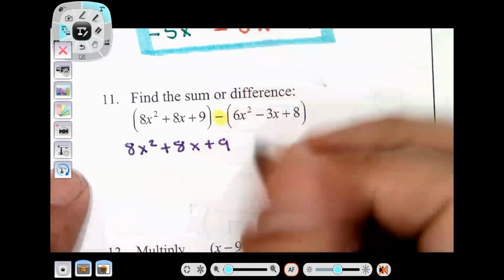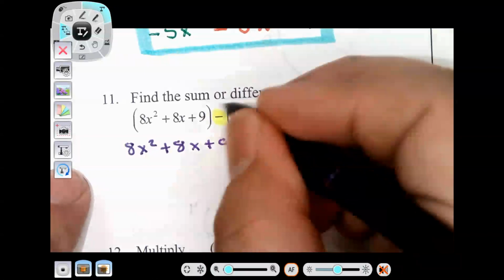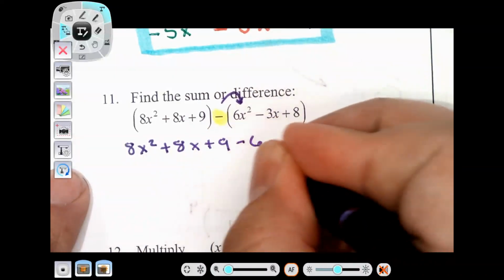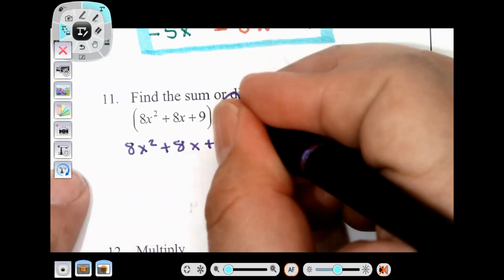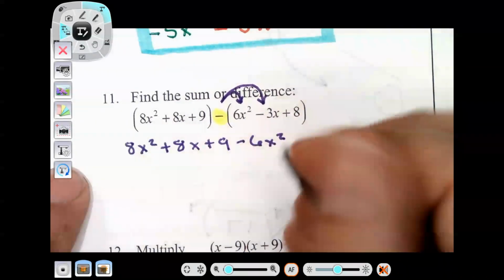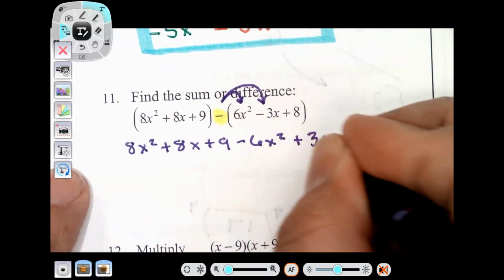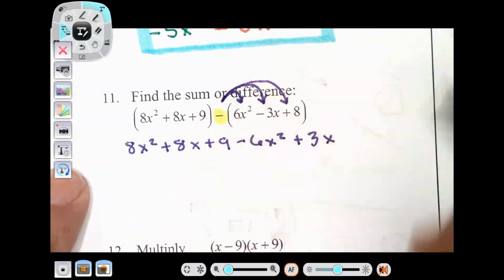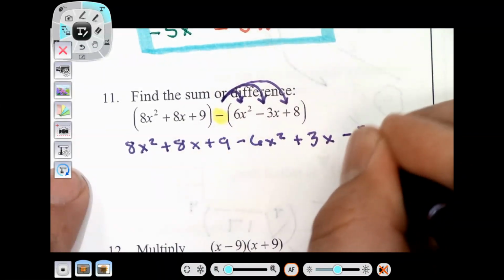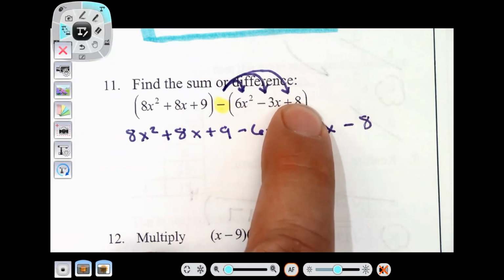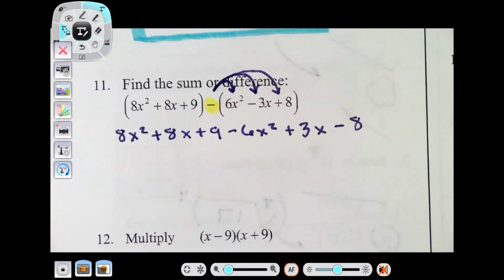But I'm not subtracting just the 6, right? I'm subtracting the 6. I'm going to say minus 6x squared. But I'm also subtracting the negative 3. So if you think about it, negative times a negative is a positive 3x. All these changes need to happen. And then a negative times a positive, I'm subtracting an 8 then. We have to make these changes first. It's going to be on the test again because people made mistakes the first time around.